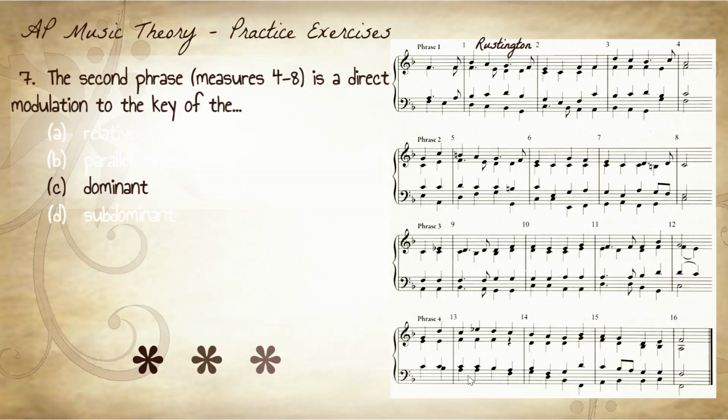Correct answer is C. The second phrase begins on a C major chord in first inversion, which functions in both F major as the dominant and C major as the tonic. The B natural first appears on beat 1 in measure 5 and continues consistently throughout this phrase. The second phrase modulates to C major, which is the dominant in our original key of F major.